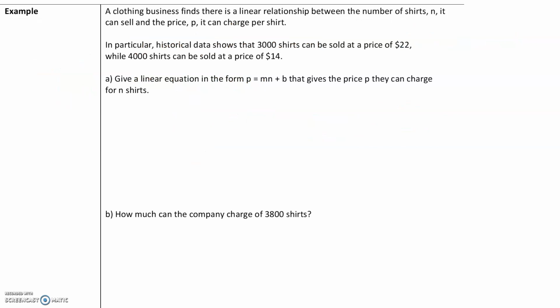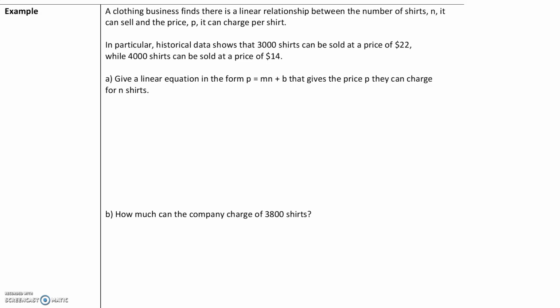Okay, let's start this next one, and then we'll finish this in class. So a clothing business finds there's a linear relationship between the number of shirts N it can sell and the price P it can charge per shirt. In particular, historical data shows that 3,000 shirts can be sold at a price of $22 and 4,000 shirts can be sold at a price of $14. So give a linear equation in the form of P equals mN plus b.